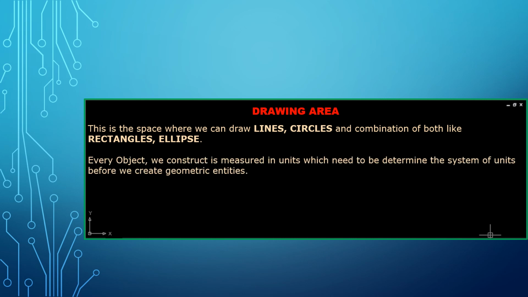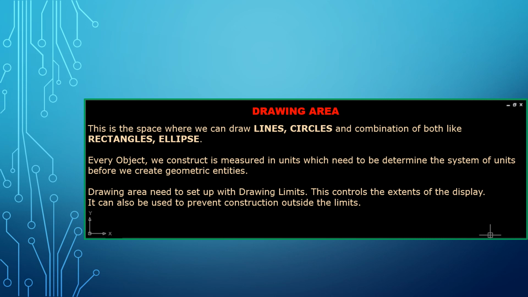Every object we construct is measured in units, so the system of units needs to be determined before we create geometric entities. The drawing area needs to be set up with drawing limits. This controls the extents of the display. It can also be used to prevent construction outside the limit.